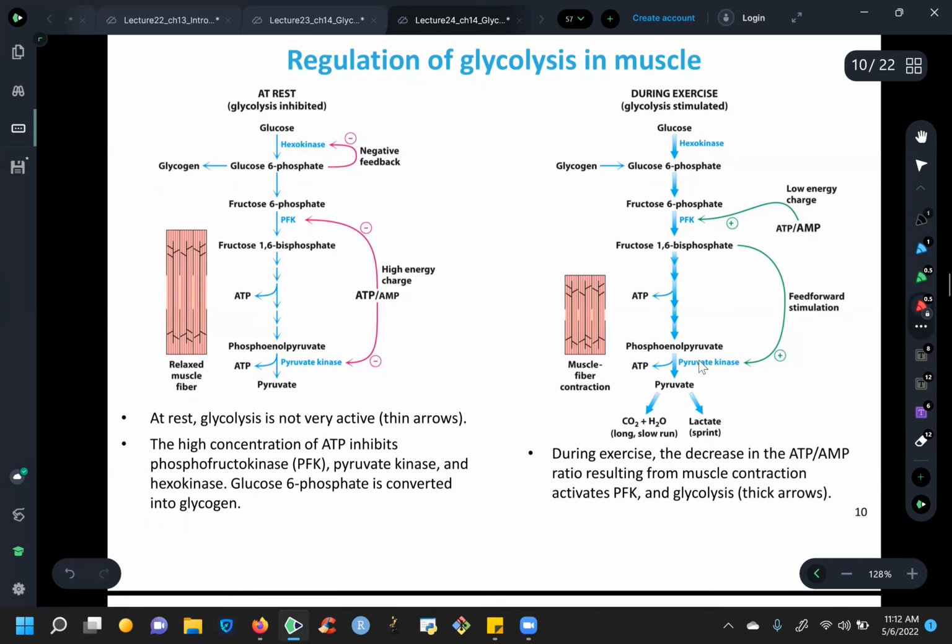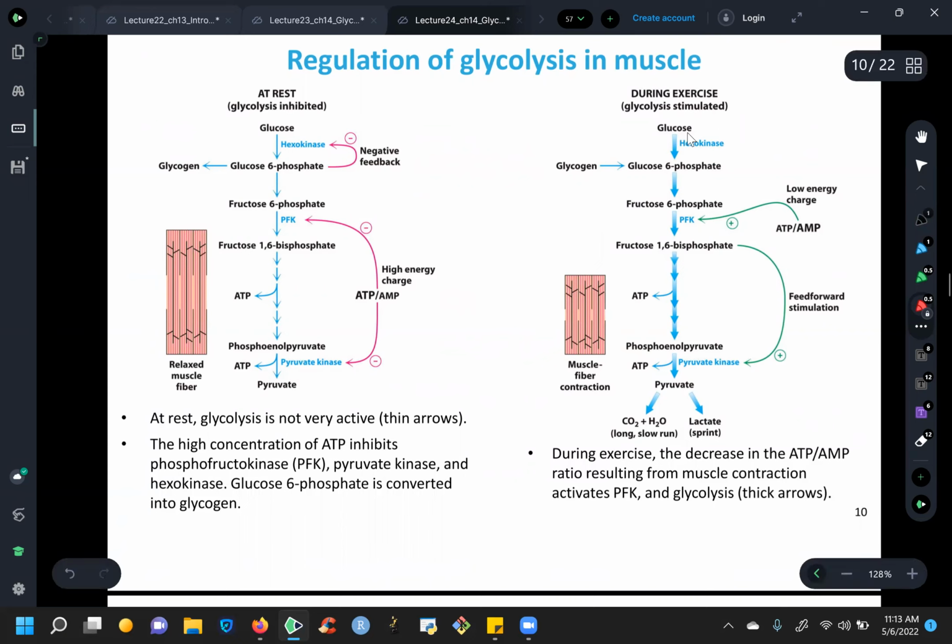And then during exercise, glycolysis is stimulated. We have to think about this logically, and this is what Maria is really reinforcing. She's saying they have to be able to connect the dots. During exercise, you have worked out and you have used up all of your ATP, so you need to make more ATP. Which of the two processes is used to make ATP? Glycolysis, right? So glycolysis is stimulated during exercise.